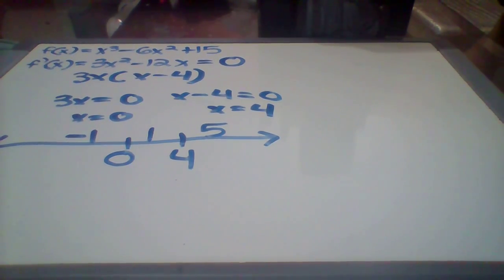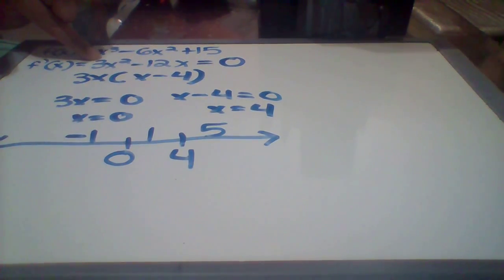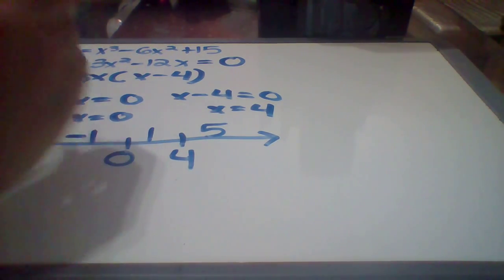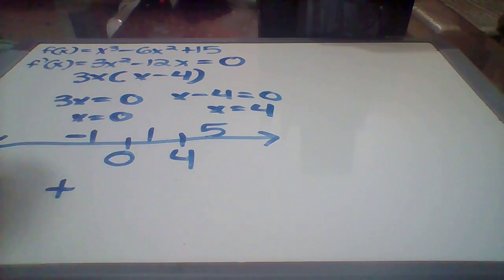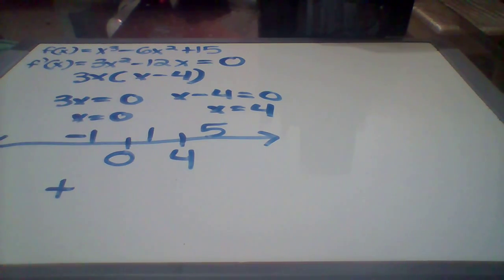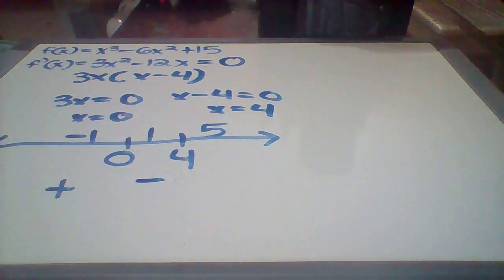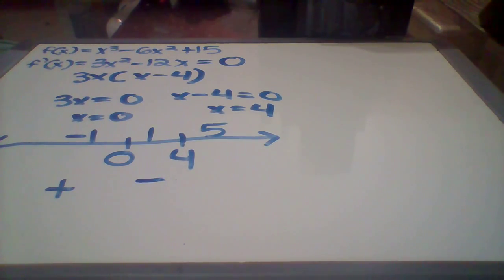So if I plug in -1 into the first derivative, I'm going to get a positive value. And that's all I really need to know, the signs. And if I plug in 1, I'm going to get a negative value. And if I plug in 5, I'm going to get a positive value.